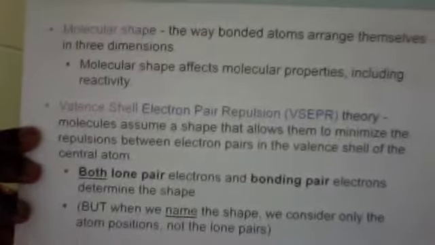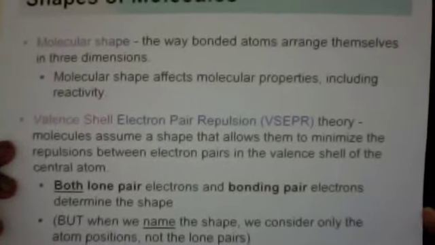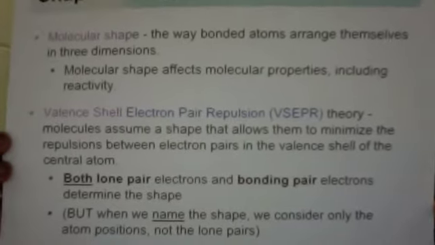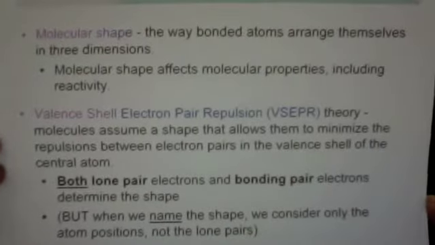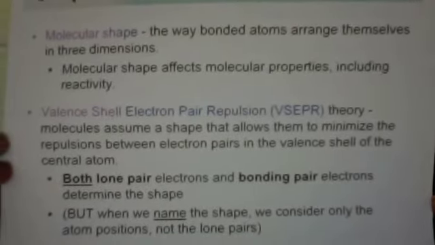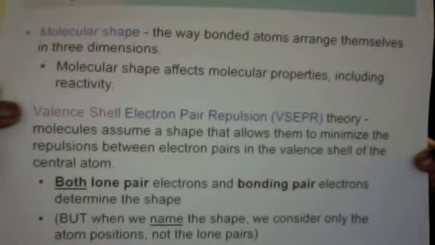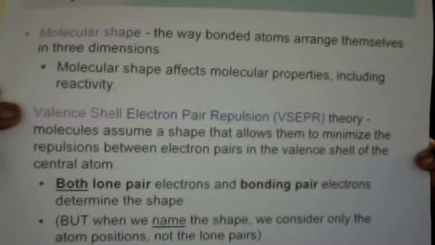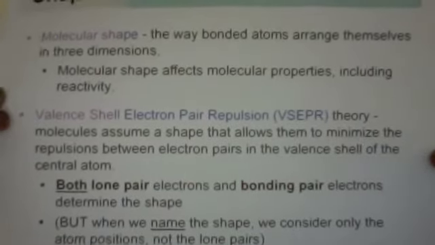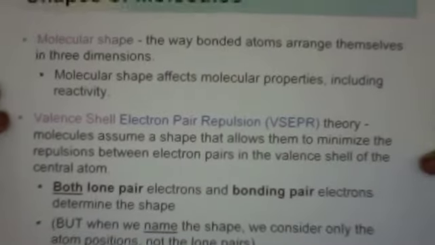Okay, so molecular shape is the way bonded atoms arrange themselves in 3 dimensions. Molecular shape affects molecular properties, including reactivity. Valence shell electron pair repulsion, or VSEPR theory, is when molecules assume a shape that allows them to minimize the repulsions between electron pairs in the valence shell of the central atom. Both lone pair electrons and bonding pair electrons determine shape. But when we name the shape, we consider only the atom positions, not the lone pairs. So VSEPR theory is really what we're using to determine molecular shape.